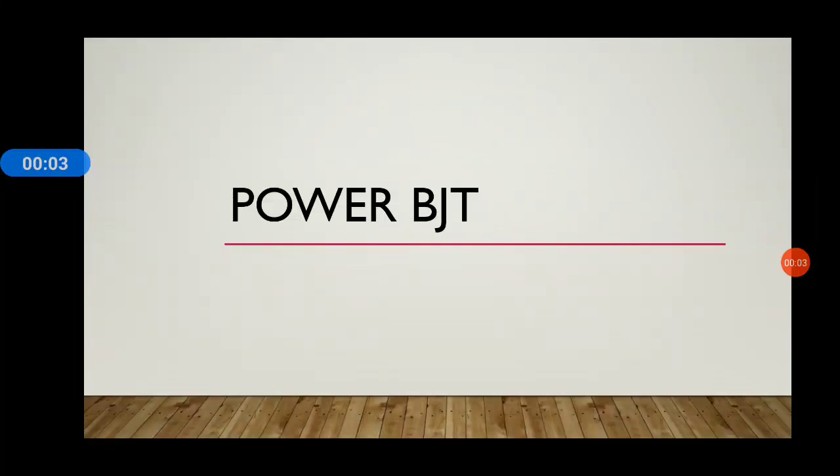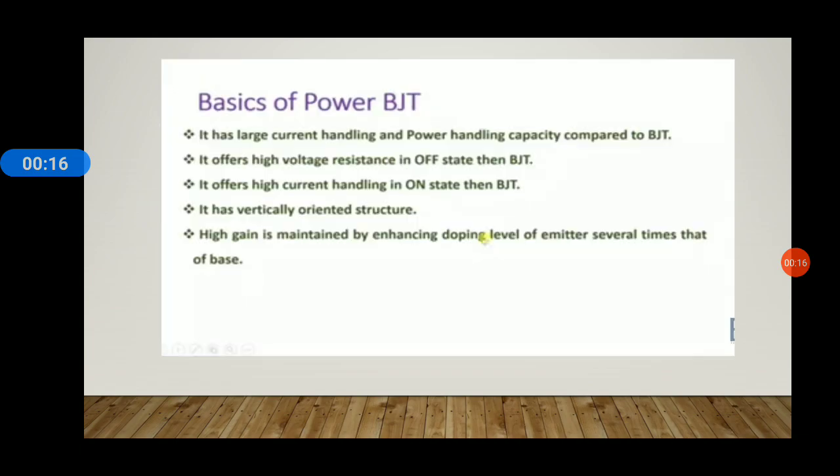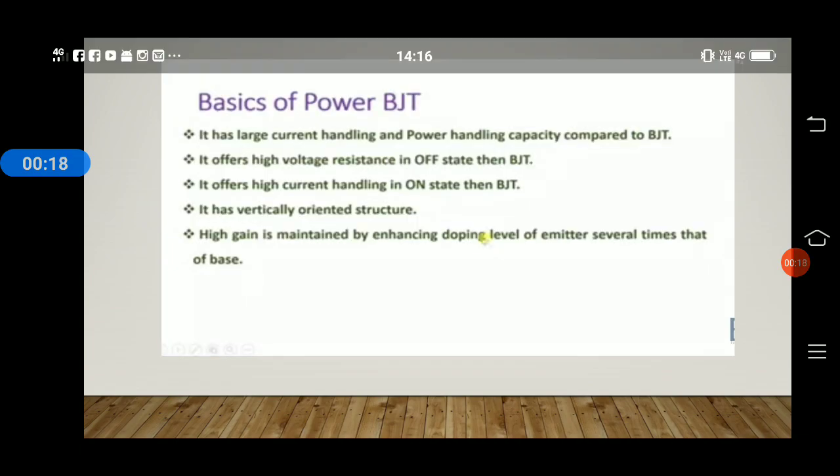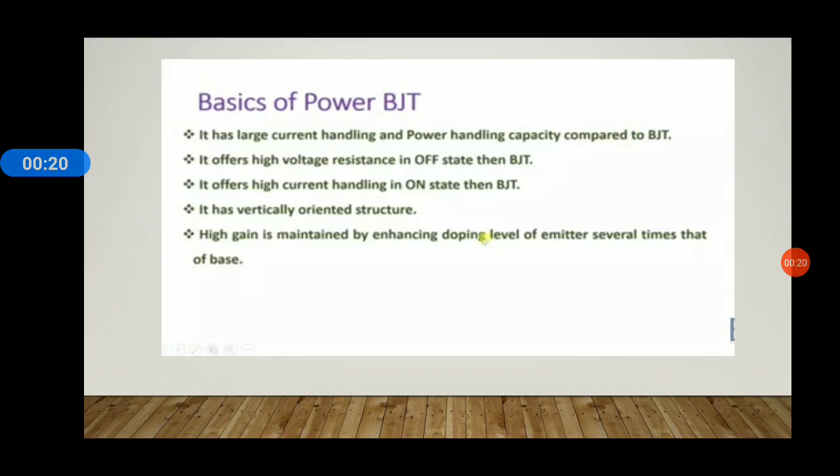Hello students, today's topic in the subject of industrial electronics would be power BJT, or we can say first as power transistors. Now power transistors can be power BJT, power MOSFET, then IGBT, which we will discuss as types of power transistors. In these types of power transistor, the first topic is power BJT.